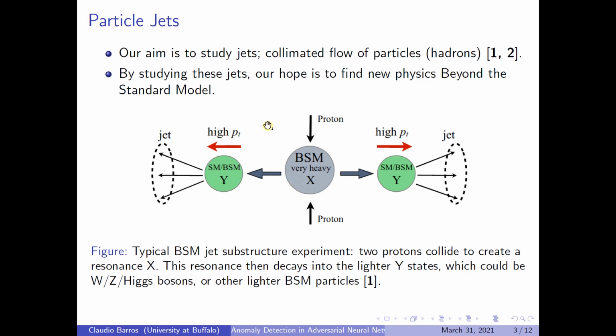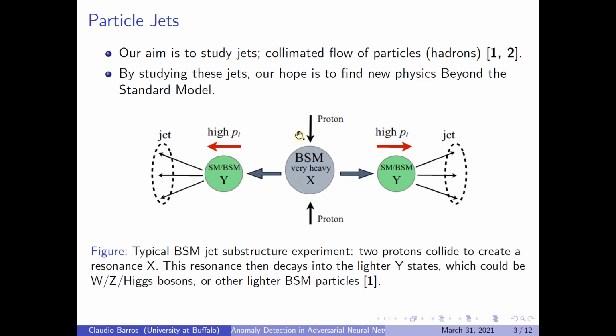So our aim is to study jets, and jets are collimated flows of particles, hadrons, which in this case could be considered protons. By studying these jets, our hope is to find new physics beyond the standard model. And down here we have a brief figure depicting a typical experiment at the Large Hadron Collider.